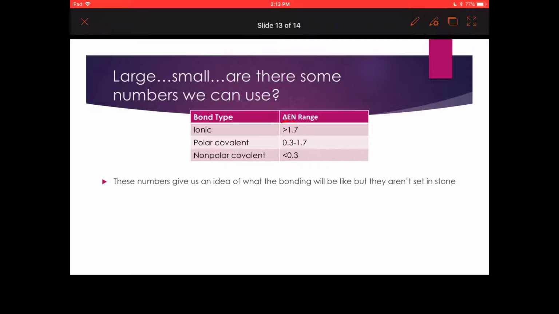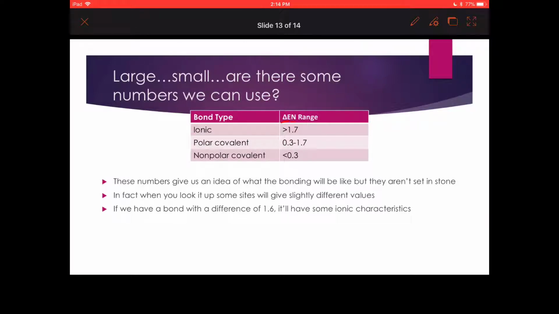Now, these are going to give us an idea of what bonding is like, but they aren't actually set in stone. It's more of a spectrum. Some textbooks are going to give you slightly different values. If you see like 0.5 or 1.4 as the cutoffs, it's not that big of a deal because it's a spectrum. And for some things, say it has a difference of 1.6, it's going to be covalently bonded but have ionic characteristics. For example, acids do this.